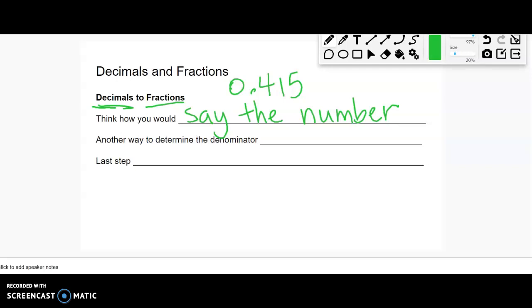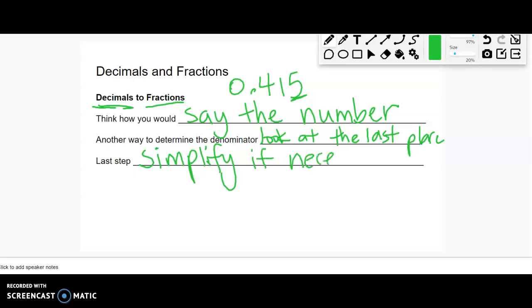Another way to determine the denominator is to look at the last place. So if it ends in the thousandths place, the denominator will be 1,000. If it ends in the hundredths, my denominator will be 100. If it ends in the tenths, it will be 10. Okay? The last step, that's the hardest one, is to simplify if necessary.